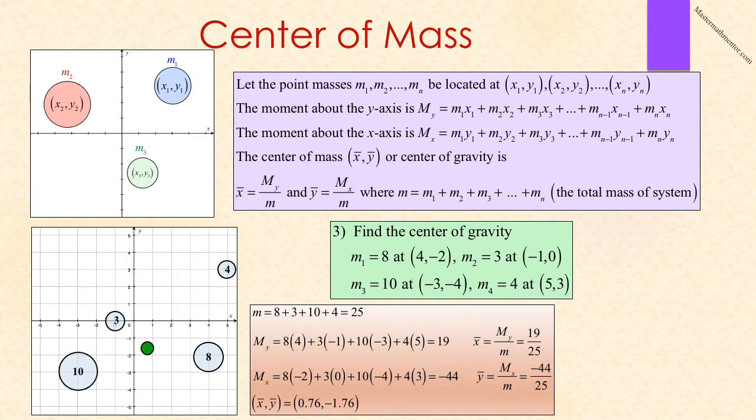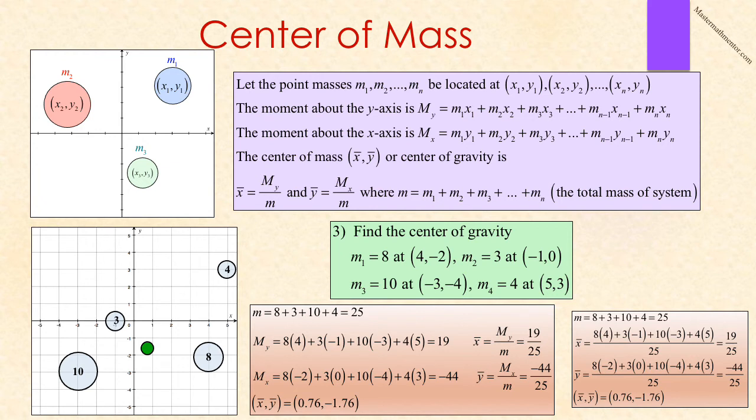We show the center of gravity or center of mass in green. It should be clear that it should be below the x-axis, as most of the mass is concentrated there. Having it slightly to the right of the y-axis also makes sense. Although there is more mass to the left of the y-axis, the mass to the right of the y-axis is further away from it, affecting its moment.